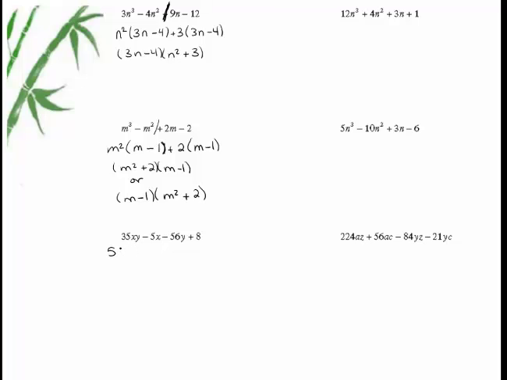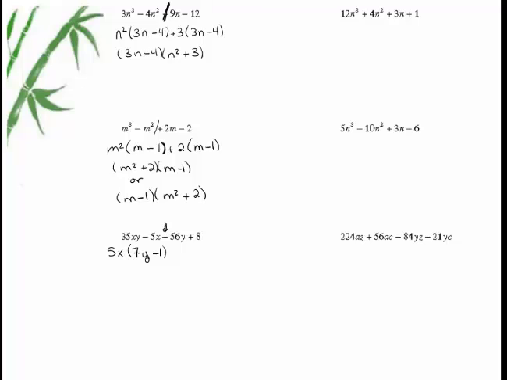So if I take my 5 out and my x, 35 divided by 5 is 7. I took the x away, so I'm left with a y. 5x divided by 5x is 1. Now, here's where things get interesting.